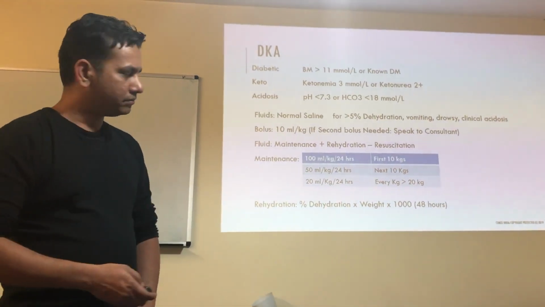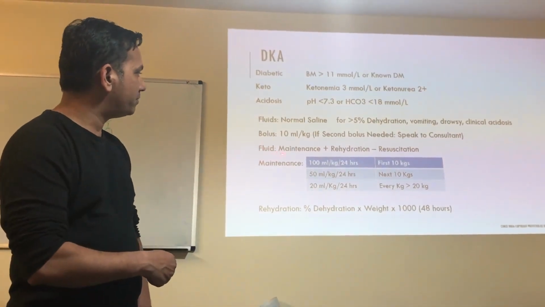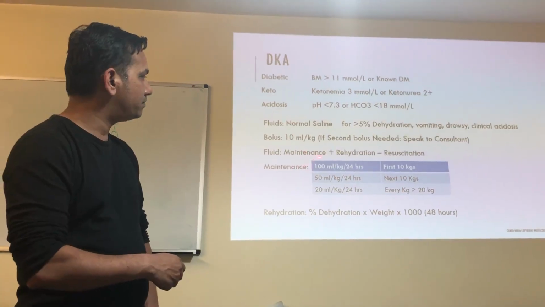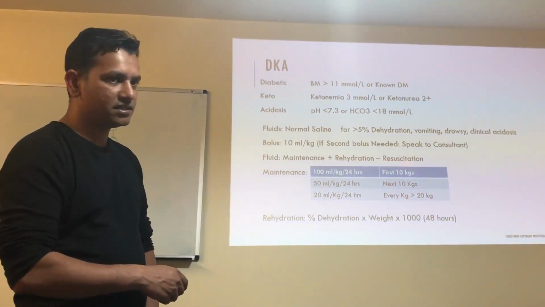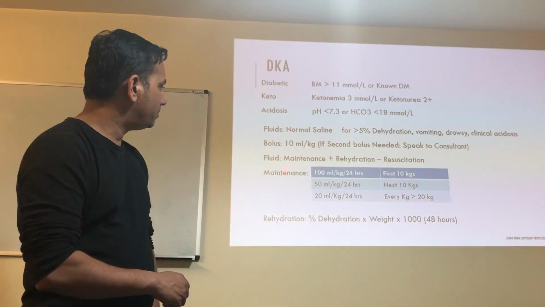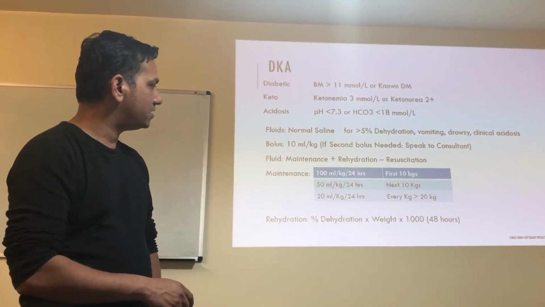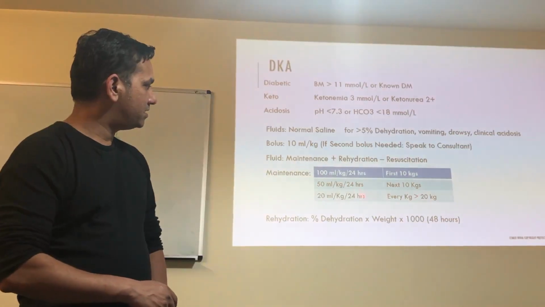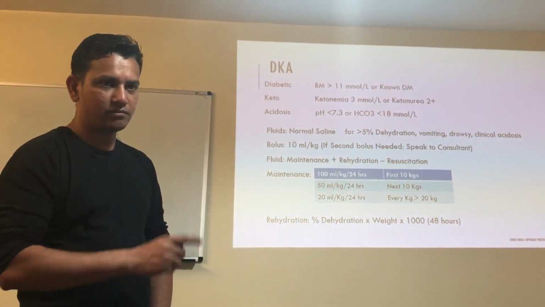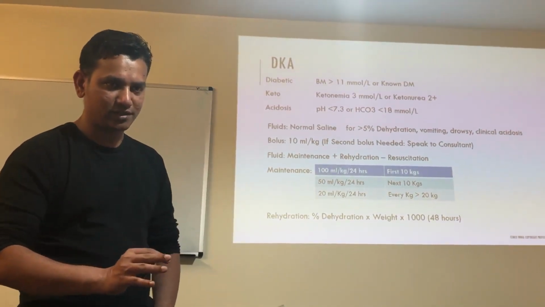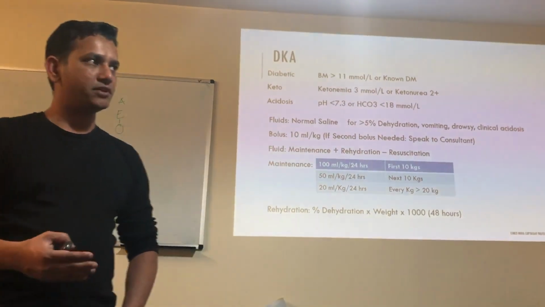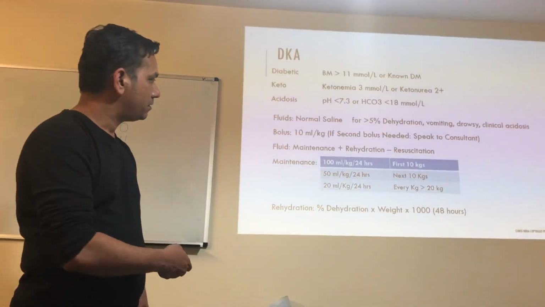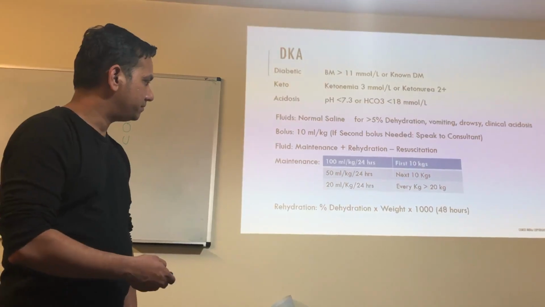How do you calculate your fluid requirement for 48 hours? Maintenance plus rehydration minus resuscitation. Normal maintenance: for the first 10 kgs it's 100 mils per kg per 24 hours. Next 10 kgs it's 50 mils per kg, so that's 1.5 liters over 24 hours. And after that it's 20 mils per kg for every additional kg.